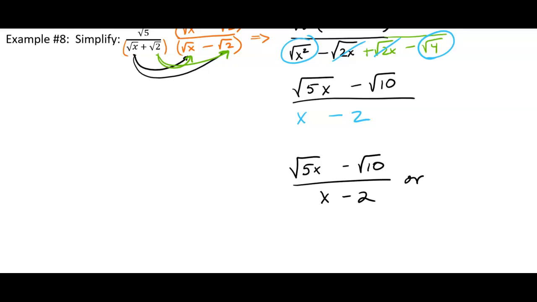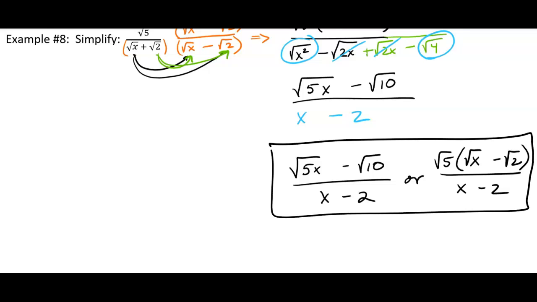If you wanted to not distribute the square root of 5, it would look like this. Nothing happens in either case. I don't care which way you have it. Either way, you get a binomial in the denominator, but there's no radical in the denominator. And that's why this problem is simplified, because there's no radical in the denominator. We've rationalized the denominator. Okay, so that one's done.